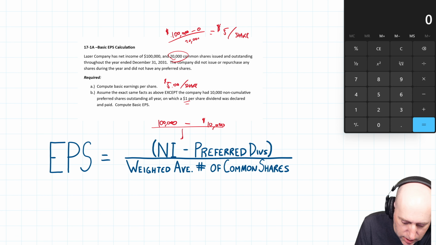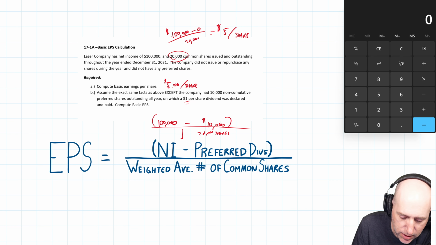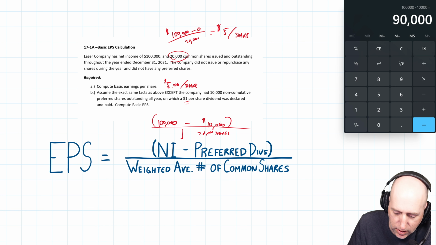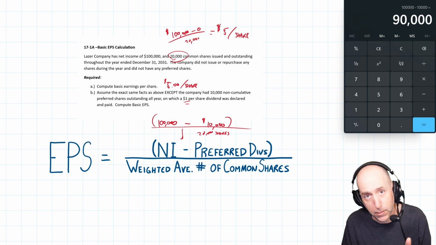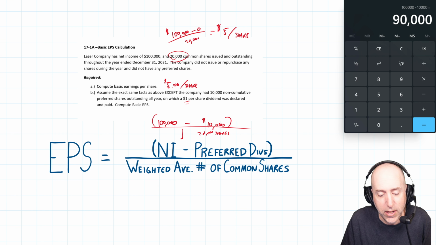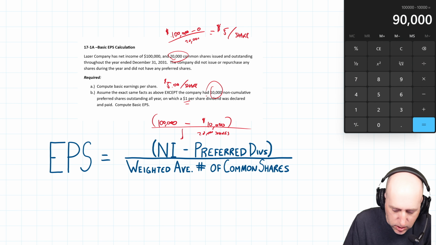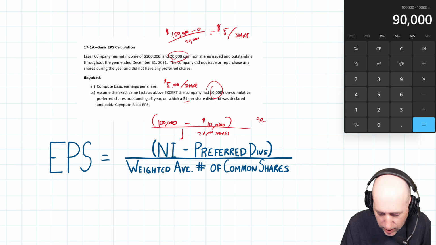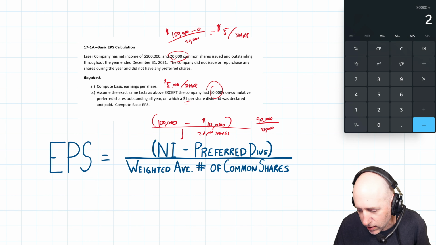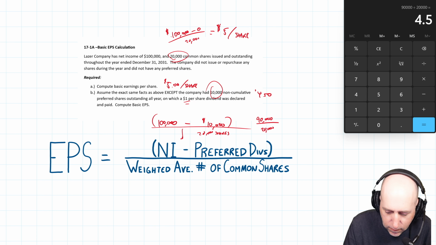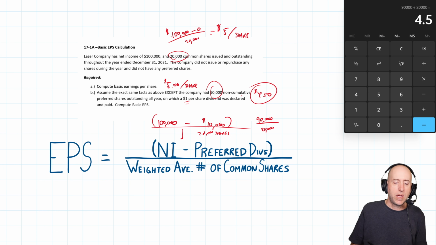The denominator stays the same, 20,000 shares. So the math here is $100,000 minus $10,000, net income minus preferred dividends, which is $90,000, divided by the weighted average number of common shares outstanding, which in this case is 20,000 common shares all year. The fact that there are 10,000 preferred shares doesn't come into the calculation. So it's just going to be 90,000, the numerator, divided by 20,000 shares, the denominator, and that's 4.5. $4.50. So our answer to part A, $5 a share, is our earnings per share. Our answer to part B, $4.50.